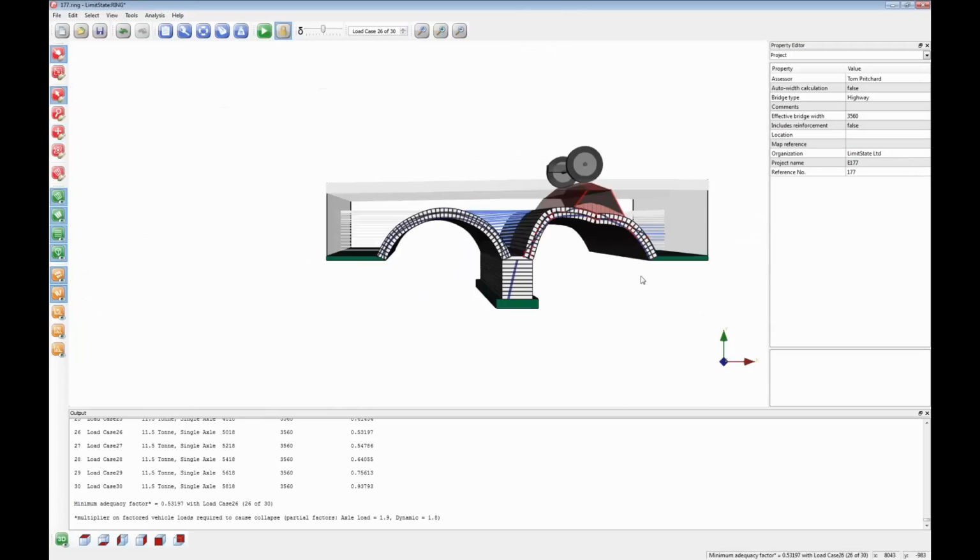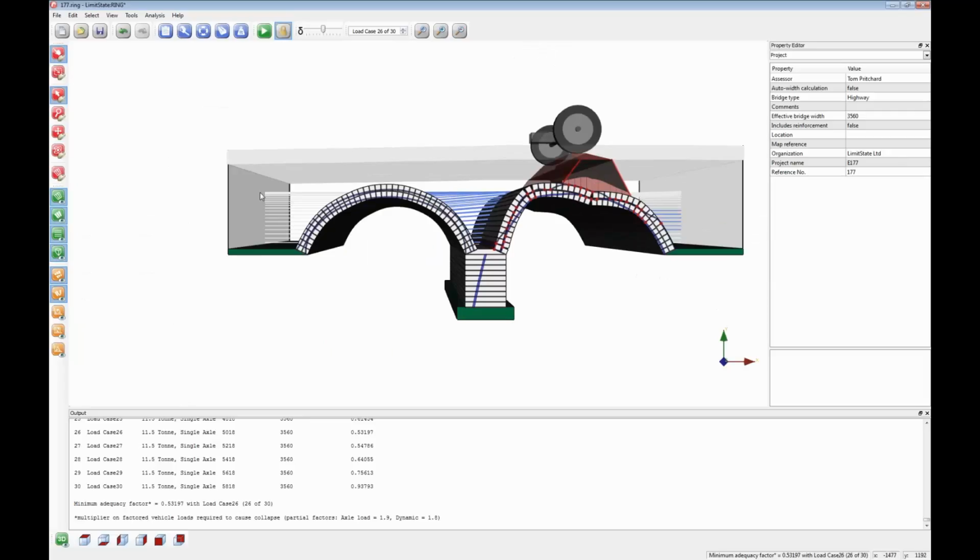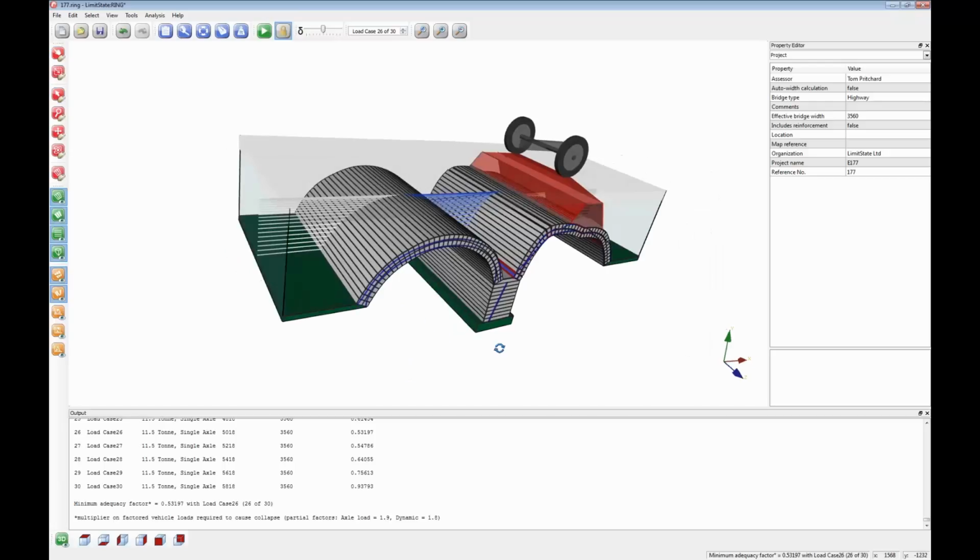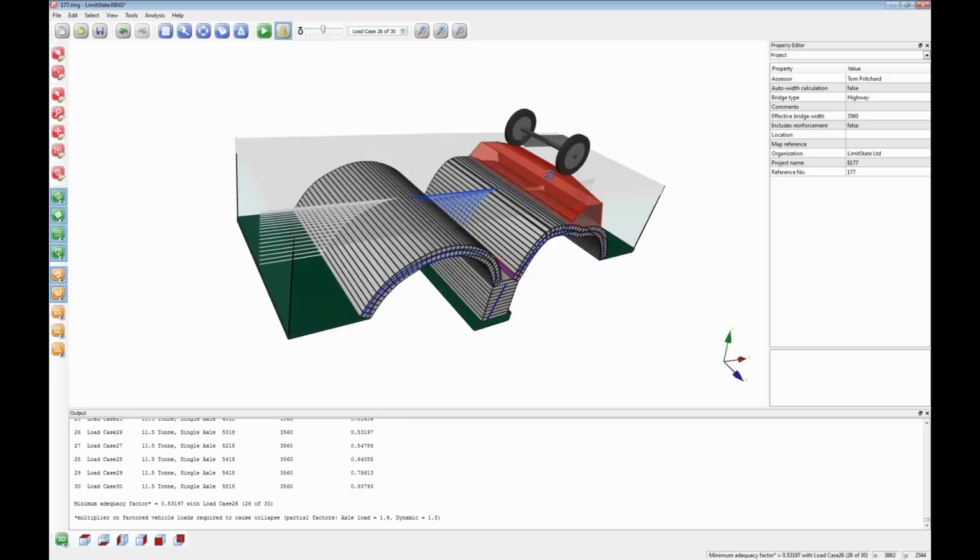We can idealize, in the case of LimitState ring, for example, the arch barrel in the third dimension. So we can, for example, determine the effective width, but it is fundamentally a two-dimensional analysis tool.